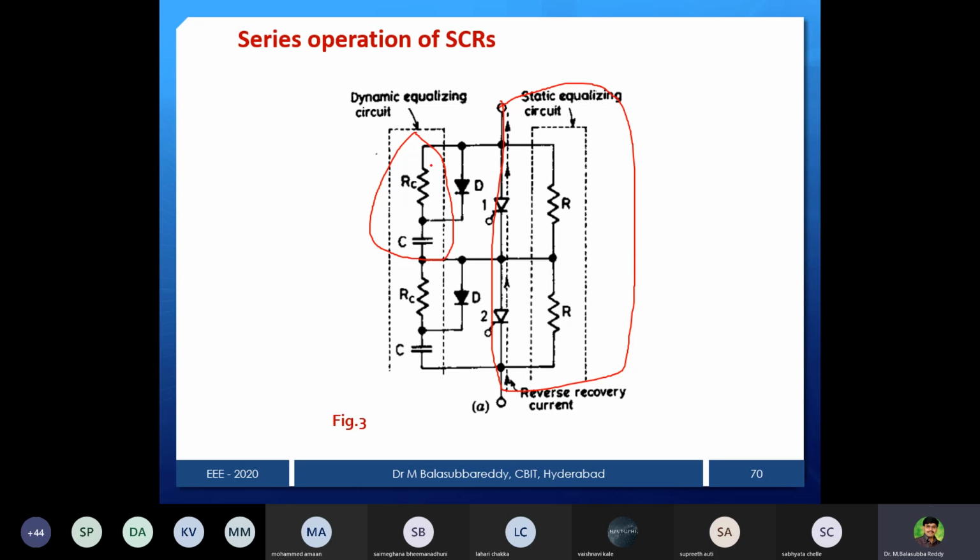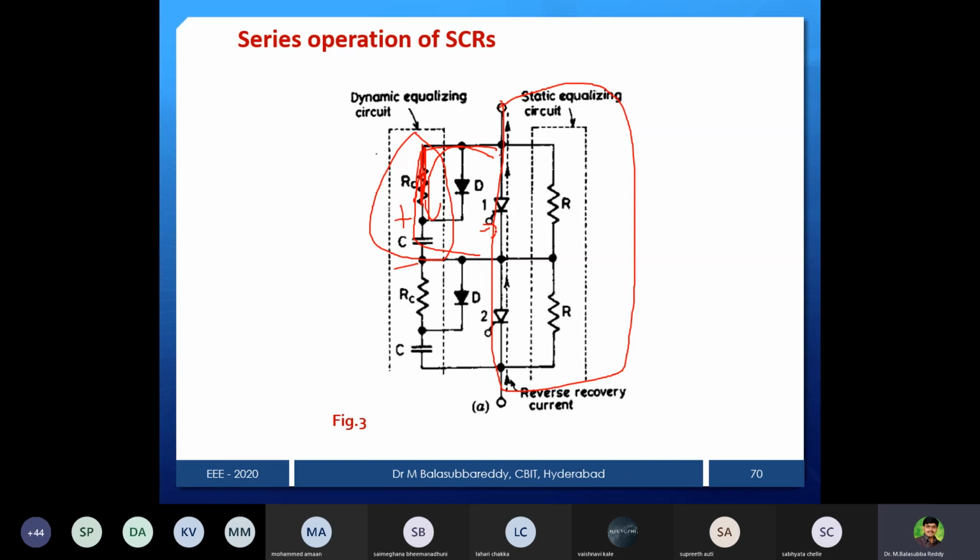But now let's consider no resistor, and once the device is in off state, what will happen? The capacitor will charge like this, because whatever voltage is across SCR1 will make this capacitor plus and minus, and it is going to be charged. Now if there is no resistor in series with the capacitor, and I give a firing pulse, then current passes through the capacitor. Initially it is charging.